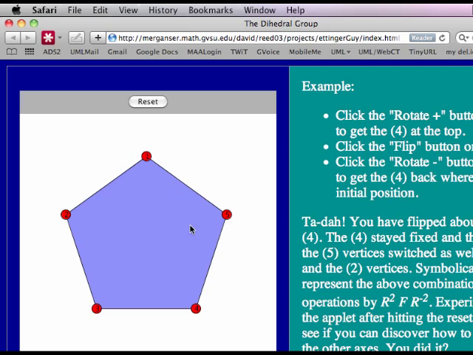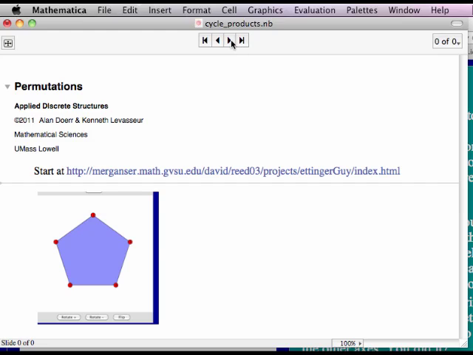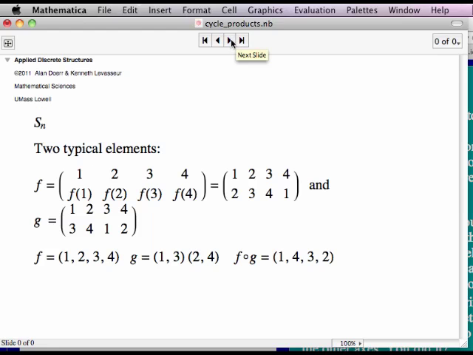The set of all symmetry operations attaining the various configurations forms a group. And we'll see that this group can be realized not only as a set of physical motions, but also as a set of functions. Let's go back to Mathematica and talk about functions. The group of all permutations on the set of numbers 1 through n is denoted Sn. And as an example, here I'm going to look at a couple of functions in S4.